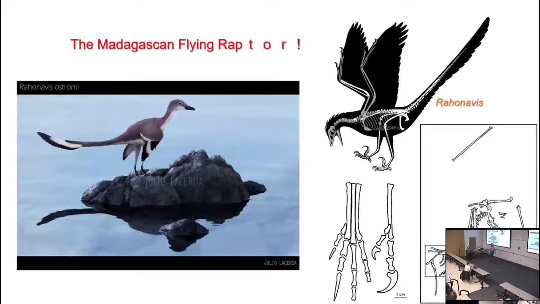And so when initially described, it's thought to be the Madagascar or Malagasy flying raptor. Because it's of about the right size to be a flying animal, and definitely had quite big wing feathers or arm feathers. But it's got a really good slashing claw.